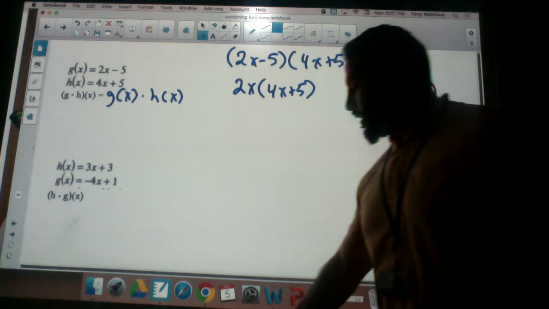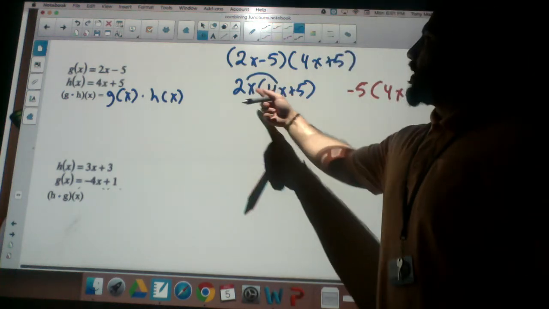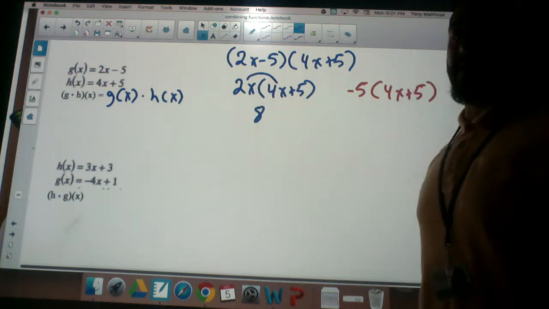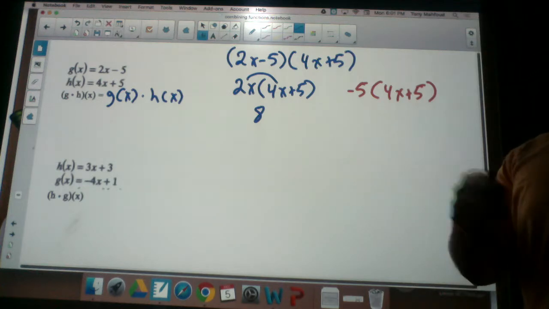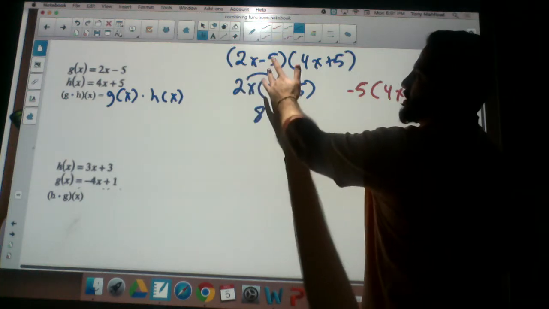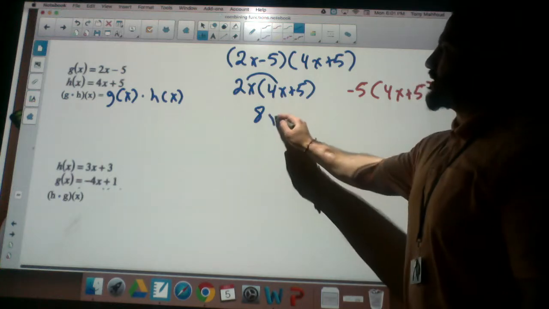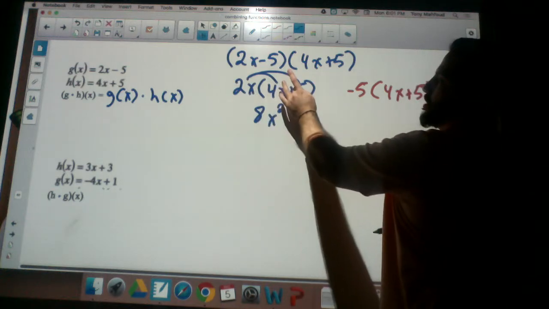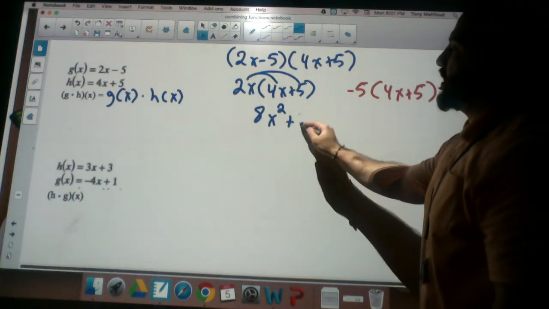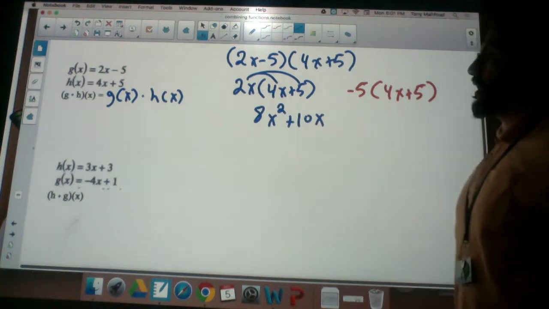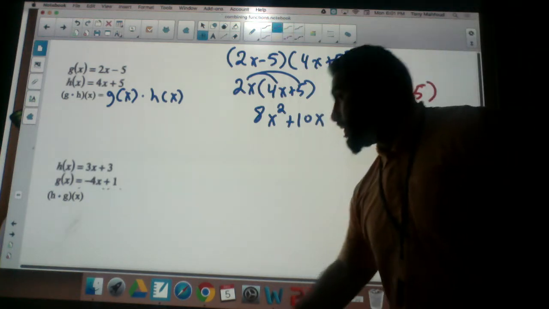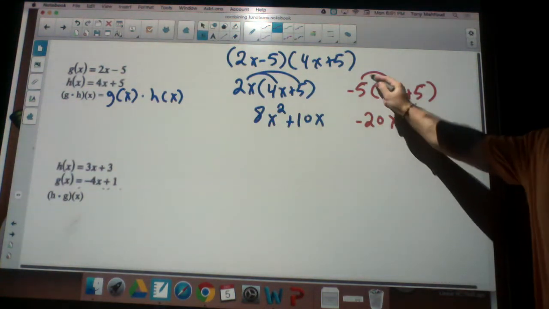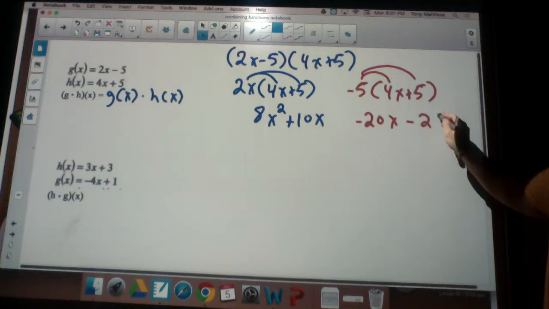again as a distributive property. So my 2x times 4x, when I multiply, my coefficients multiply together, so that's 2 times 4, which is 8. Now my variables multiply. Whenever you multiply your variables, you add their exponents. Well, this is x to the first and x to the first. Add those together, it's going to give me x to the second power. Now 2x times 5, my coefficient of 2 is going to go with the 5 here, so 2 times 5 is positive 10. And then the x, there's no x here, so that's going to get dropped by itself. The next one here is going to be negative 5 times 4x, which is negative 20x, and negative 5 times positive 5, which is negative 25.